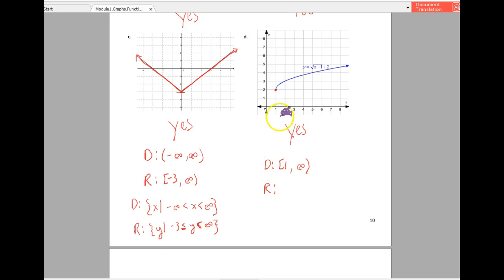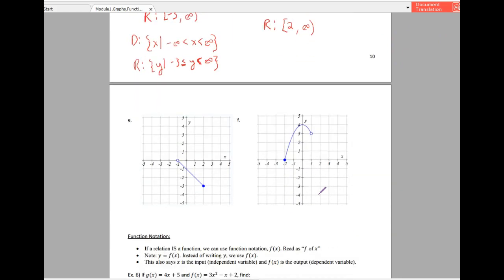The range is the lowest to the highest. So the lowest point I see is right here at 2. Again, it's a closed circle. I'm including 2 in my answer. And then it's going to go up, up, up forever, up to positive infinity.